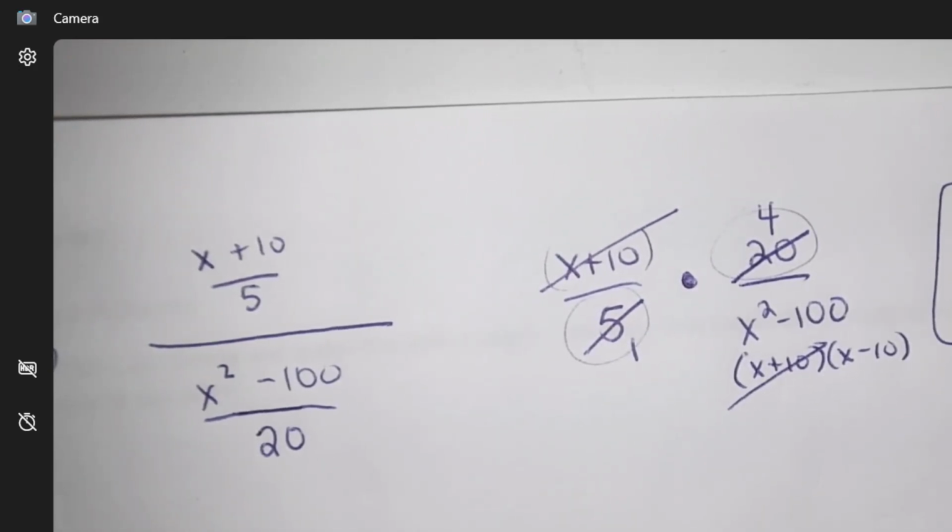And there's my final answer. And again, I do get those people who want to still cancel stuff here, but you can't cancel just the 4 and the 10 part because this isn't just a 10, it's an x minus 10. That's the number, not just 10, x minus 10.